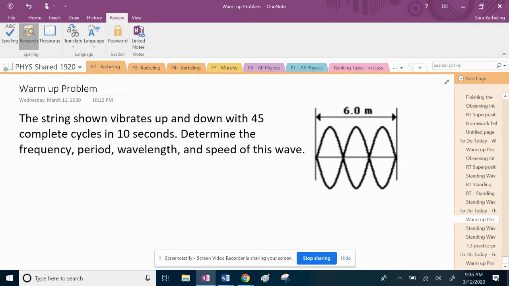Okay, so we've got a situation. The string shown vibrates up and down 45 complete cycles in 10 seconds. It asks you to determine the frequency, period, wavelength, and speed. This is a standing wave, yeah?